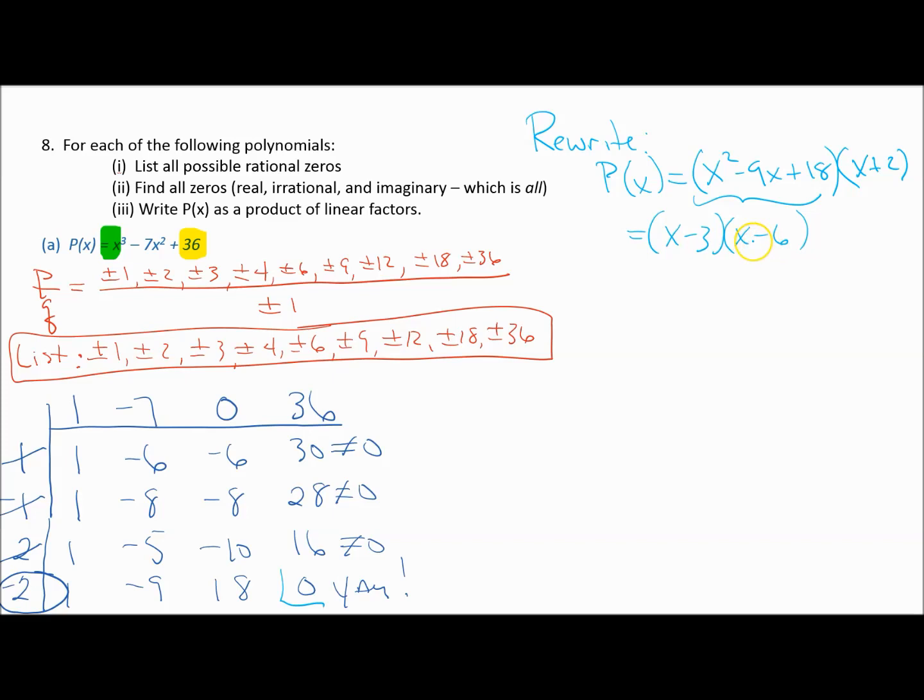Everybody comfortable with that? I multiply those together. That gives me a positive 18. I add those together. It gives me -9. So we're right. Times x plus 2. Now this actually answers the third question. We write as a product of linear factors. There it is. The third question answered.